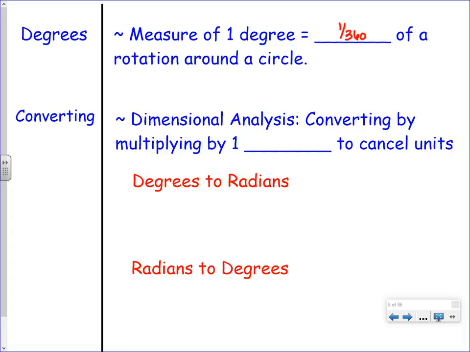So anyway, how do we convert back and forth? Dimensional analysis. How do you do dimensional analysis? Hopefully a lot of you have already seen this in 10th grade. It's multiplying by 1 creatively to cancel units.